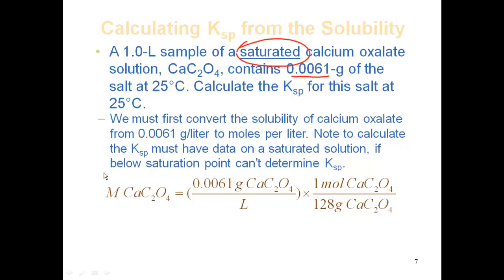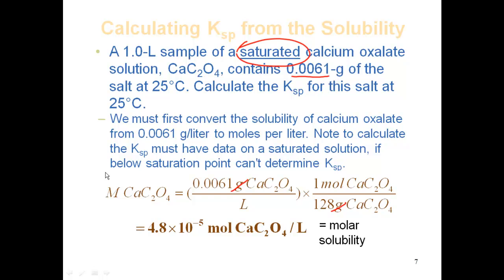So to calculate that, I'll take my 0.0061 grams of calcium oxalate per liter and multiply by its molar mass, which is 1 mole of calcium oxalate divided by 128 grams of calcium oxalate. My grams cancel, which leaves me in moles per liter. So I got 4.8 times 10 to the negative 5th moles per liter of calcium oxalate. Now this is what we refer to as the molar solubility. That's how many moles I can have in solution at the maximum. This is the maximum amount of calcium oxalate that can go in solution. If I go beyond this amount, that's when I start forming solid.